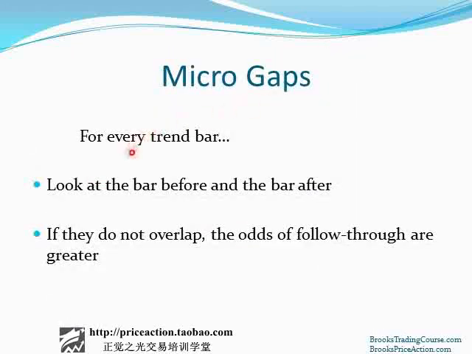Micro gaps. For every trend bar, you always look at the bar before it and the bar after it, and if those two bars do not overlap, you have a micro gap. The trend bar has a micro gap, and it's a sign of pressure. If it's a bull trend bar, it's buying pressure. If it's a bear trend bar, it's selling pressure, and it increases the chances that there'll be follow-through in the direction of that trend bar.